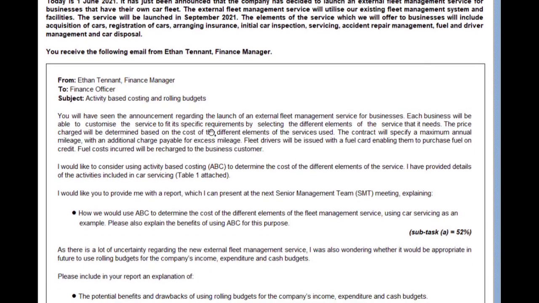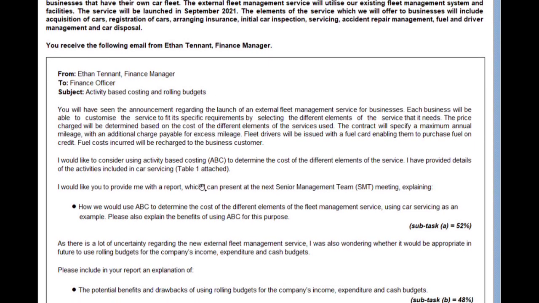I will first read out the question that is relatable to ABC. The question is how we would use ABC to determine the cost of different elements of the fleet management service using car servicing as an example. Please also explain the benefits of using ABC for this purpose. So here overall we have two things. First is how we use ABC to determine the cost, and second is to explain the benefits of using ABC for this purpose.